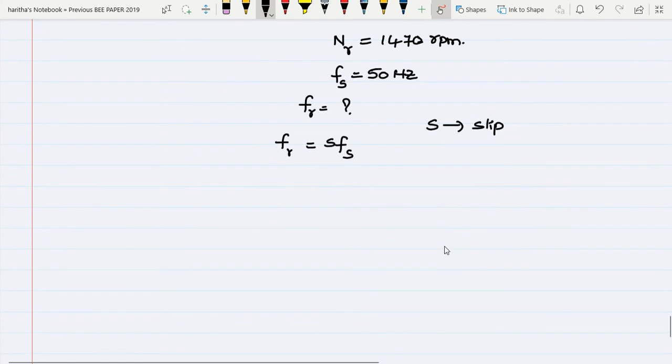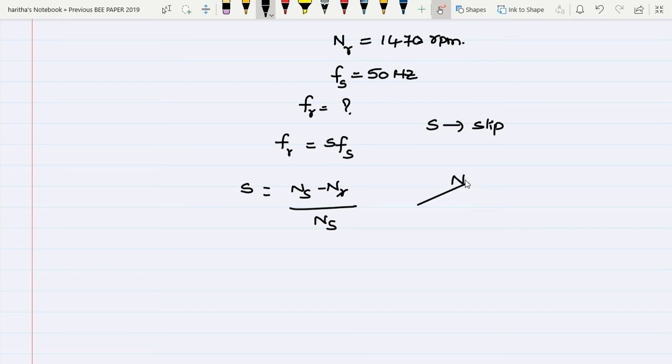Now how can you find out this slip? Slip formula: S is equal to (Ns minus Nr) by Ns. Here Ns is the synchronous speed and Nr is the rotor speed. Rotor speed is given, but we don't know the synchronous speed, so find out the synchronous speed.